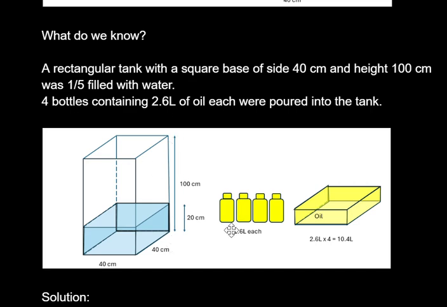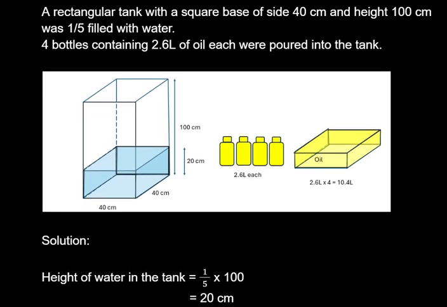We know there are 4 bottles of oil. Each bottle is 2.6 liter. So if you pour all the oil out, the total volume of the oil is 2.6 times 4, which is equal to 10.4 liter. So you have these two pieces of information, 20 centimeter here and 10.4 liter of oil altogether. Now let's solve this problem.